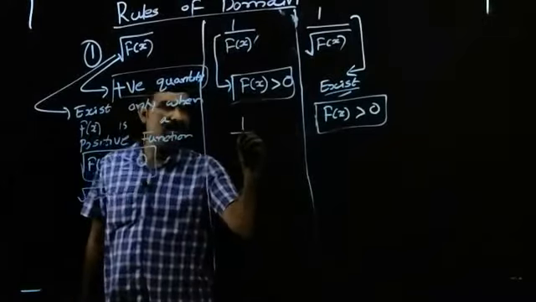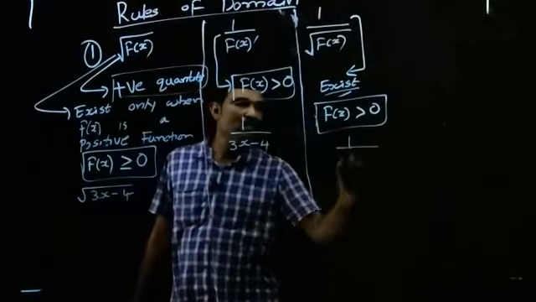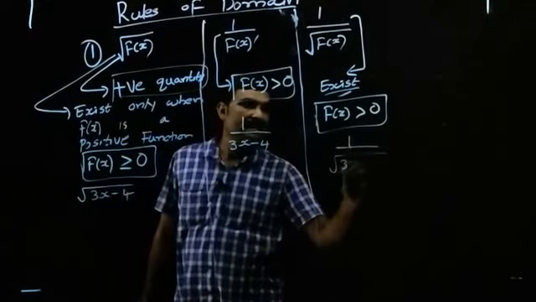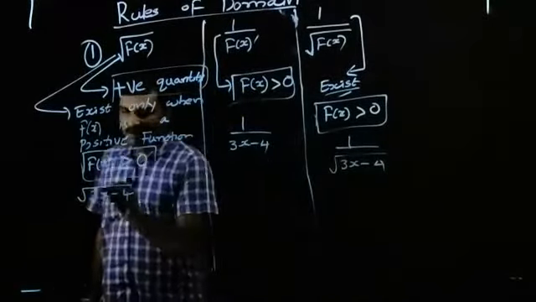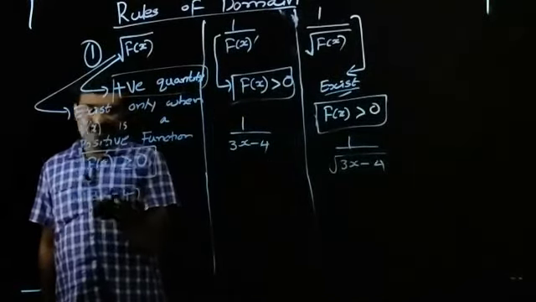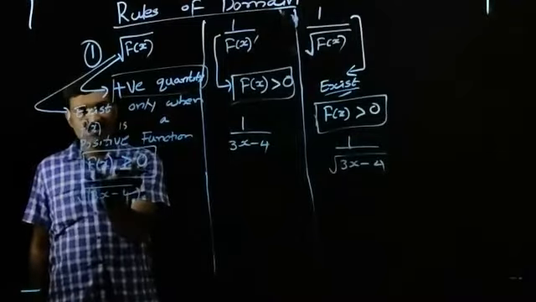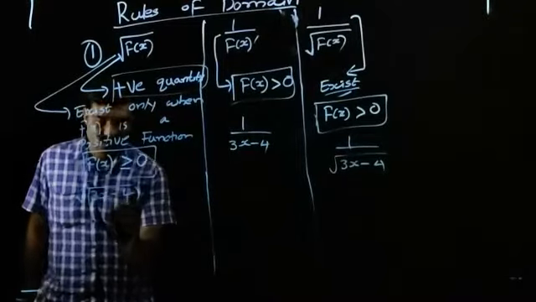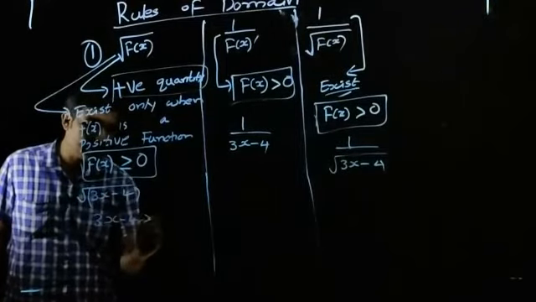This is 1 by 3x minus 4. And this function is 1 by square root of 3x minus 4. Determine the domain. So we know that the quantity inside the square root should be positive. That happens when f of x is greater than or equal to 0. So we can write 3x minus 4 greater than or equal to 0.